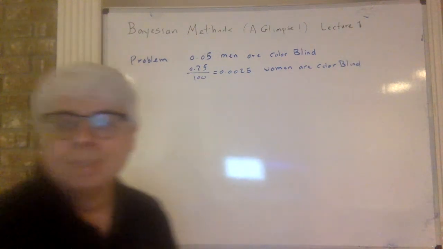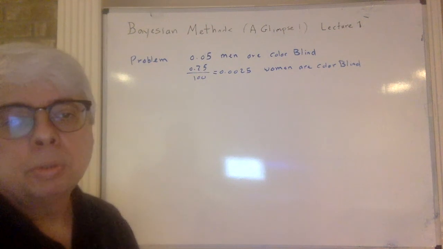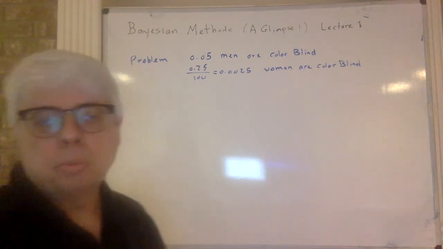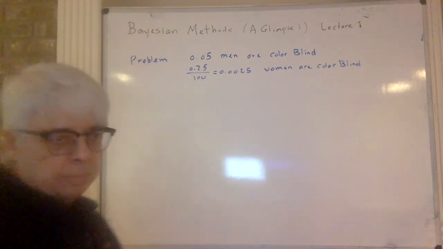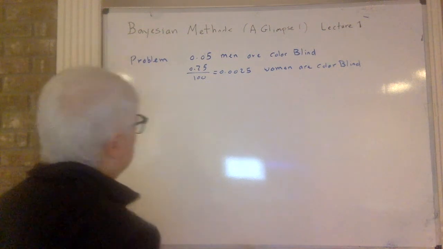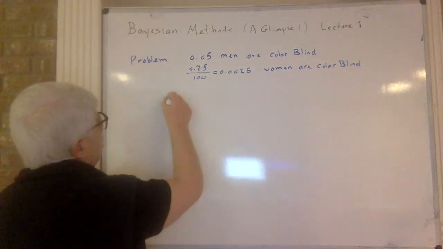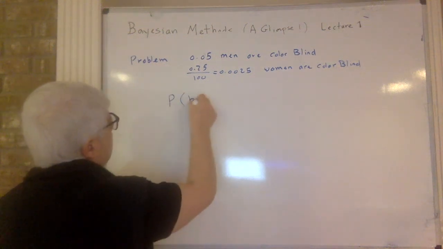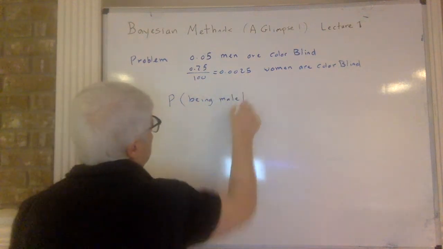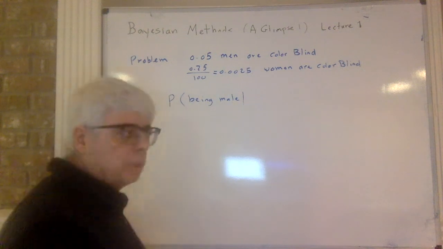So, a colorblind person is chosen at random. What is the probability of this person being male? So, being male, given that the person is colorblind.